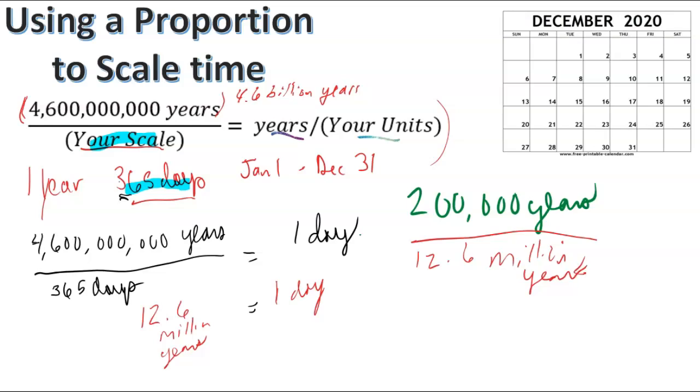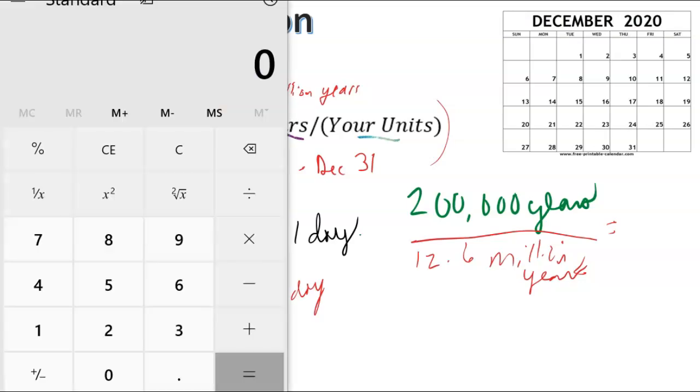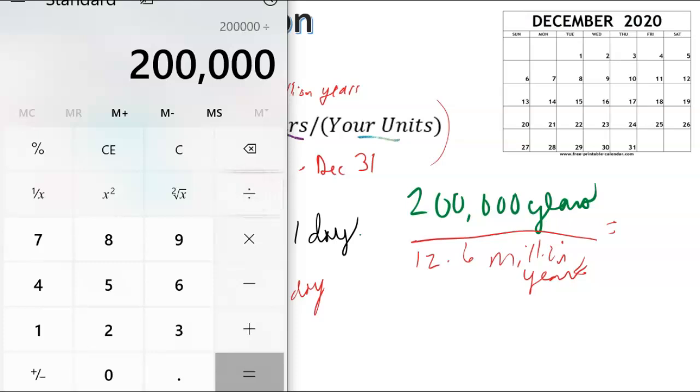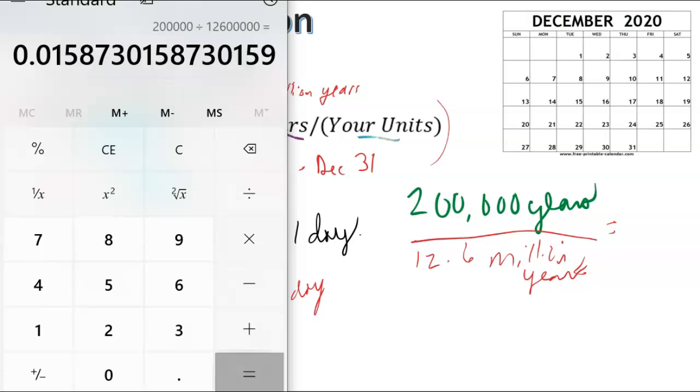So you're going to take your rate, 12.6 million years, and you're going to divide it by our number here, and we're going to get a decimal. Pull up the calculator here, type in our 200,000. We're going to divide it by 12,600,000. Make sure I get all the zeros in there. And what I get is a decimal. Now we're going to round this to the nearest significant number. So we're going to put 0.016.